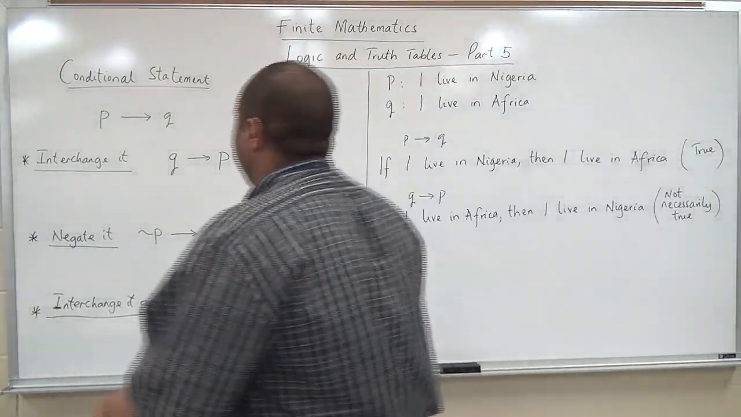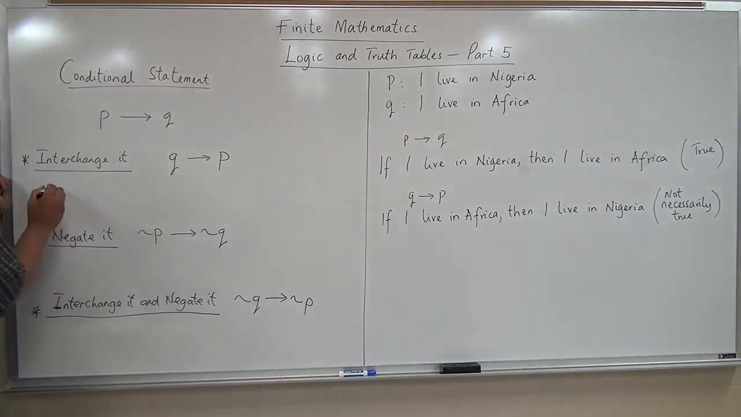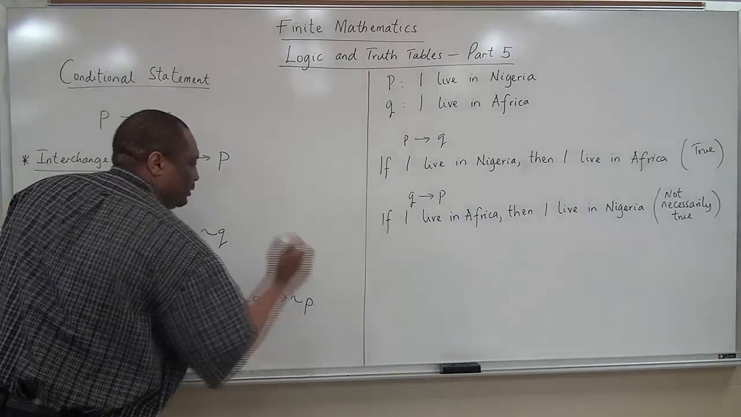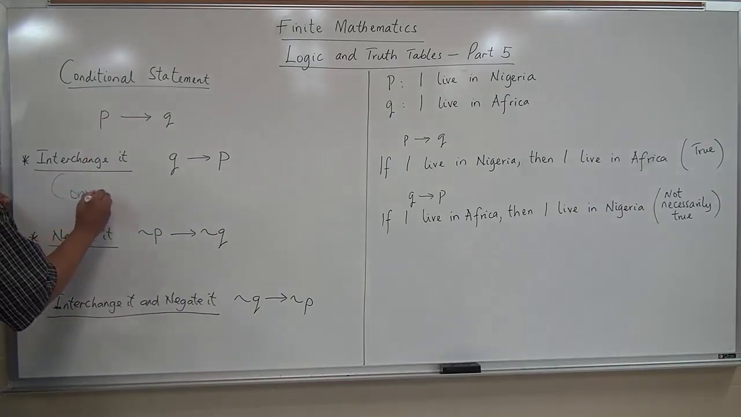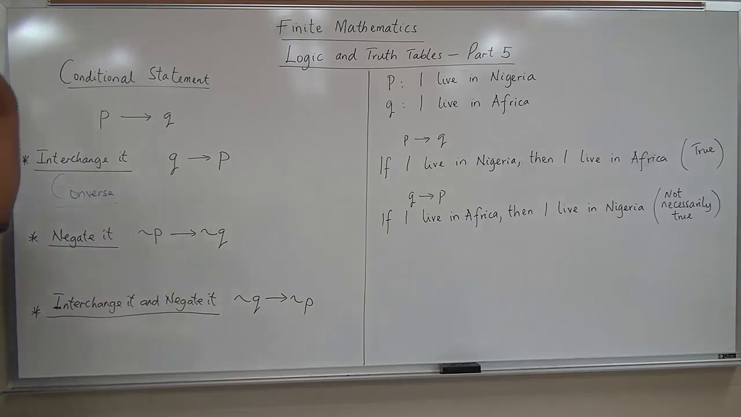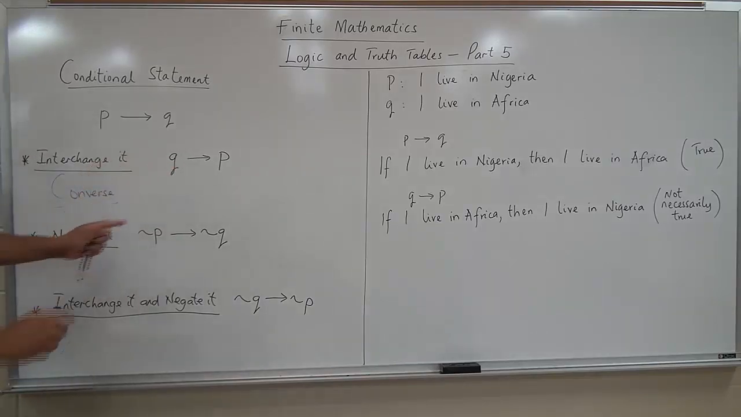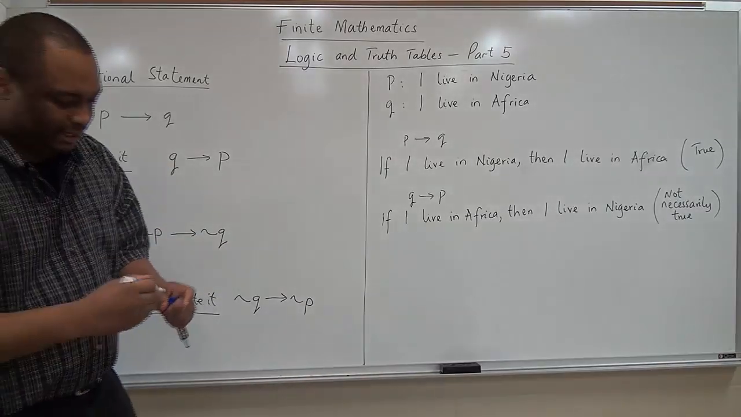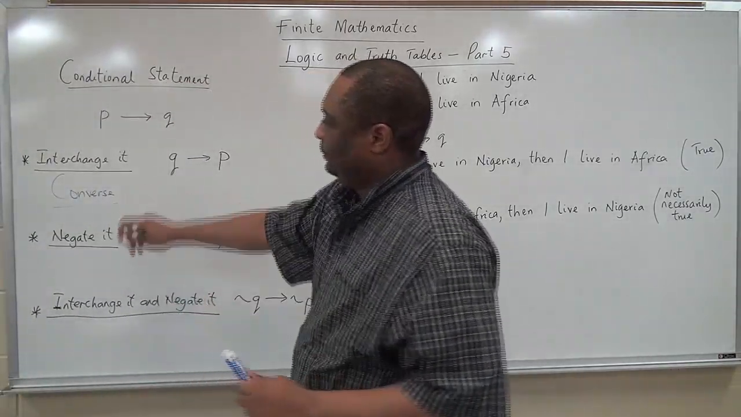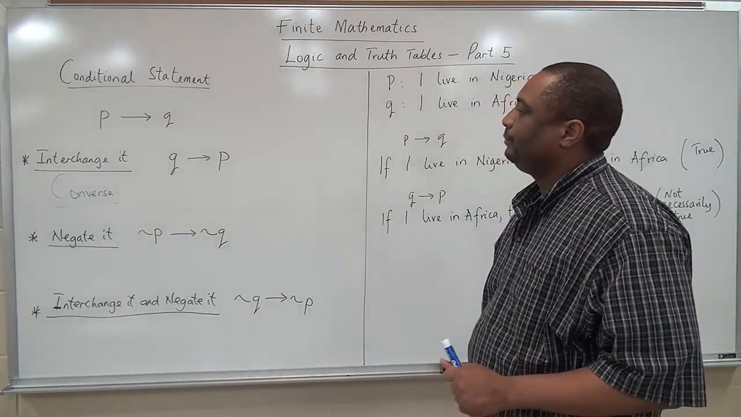This is what we call the converse statement. Let me use the marker to write it. Converse. This is the conditional, and the converse statement is: if I live in Africa, then I live in Nigeria. That is what we call converse.